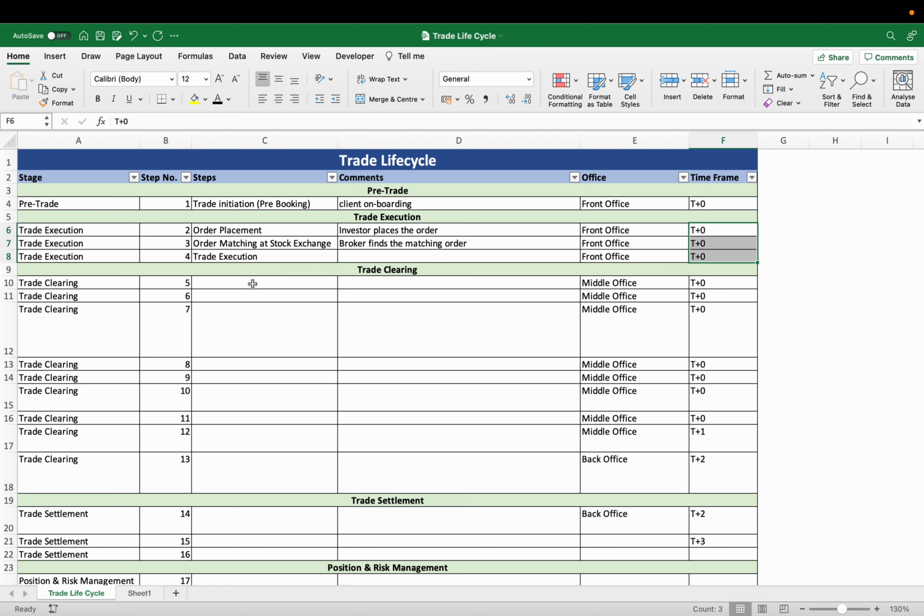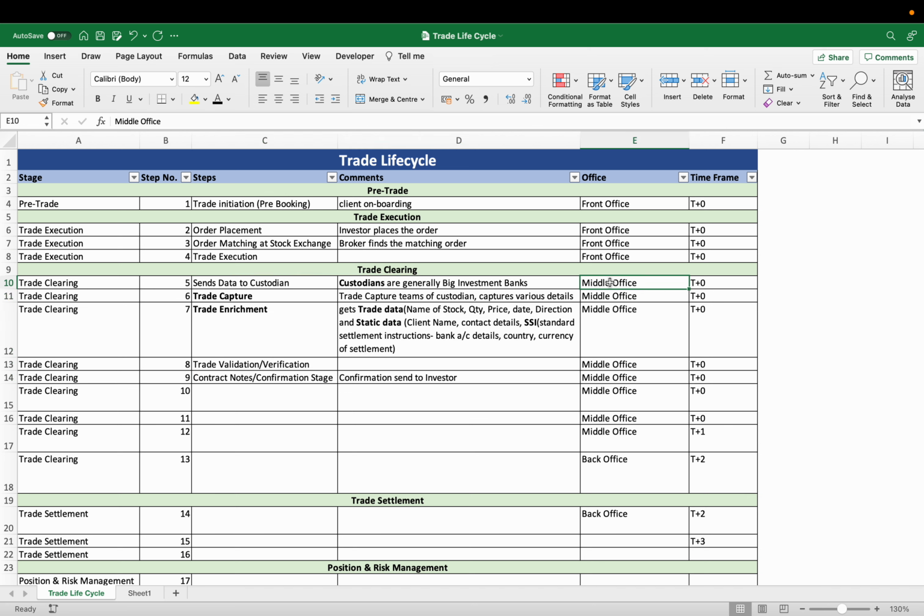Post this, we enter into the next stage, that is trade clearing, which comprises of multiple important steps. Key point to note here is your middle office is starting to get involved and most of the steps are being executed by them. Now, once trade execution happens, all this data is sent to the custodian. Custodians are generally your big investment banks. Two very key steps of this particular stage are trade capture and trade enrichment. Trade capture is nothing but when it captures all the data which is coming from the front office, and this is done at the custodian's level. Trade enrichment is providing some additional information.